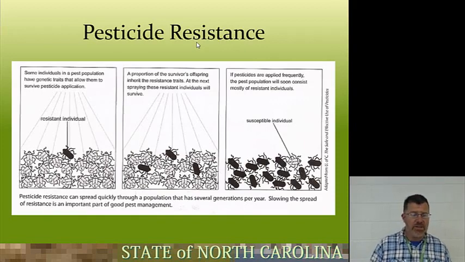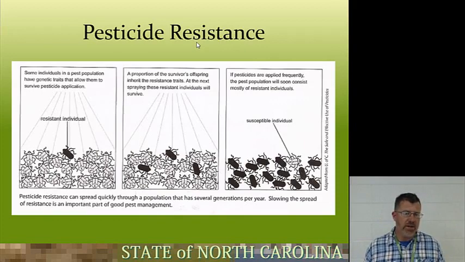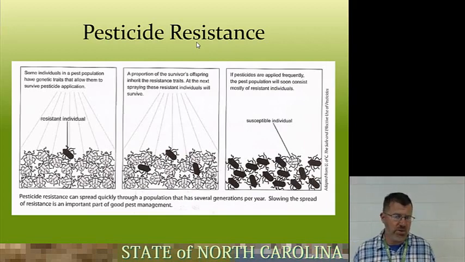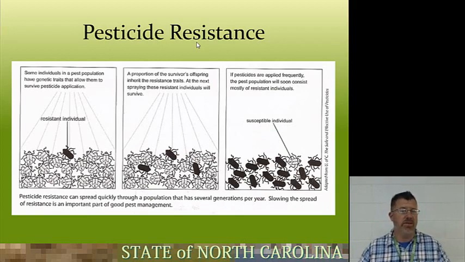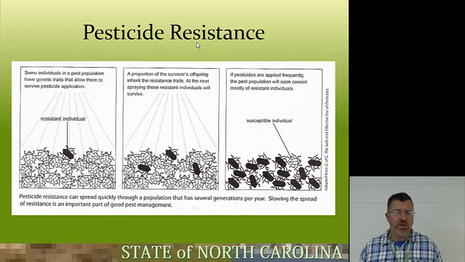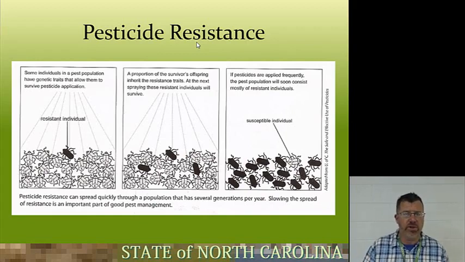And then pesticide resistance. Good diagram here in your book. As you can see, there's going to be a few individuals that are automatically resistant to the pesticide. Well, then he's going to pass on some of those traits to his offspring. And then eventually, if pesticides are applied frequently enough, the pest population will soon consist mainly of the resistant individuals. So the resistance can spread pretty quickly through a population of pests, especially ones that have several generations in a year. Slowing the spread of resistance is an important part of good pest management.